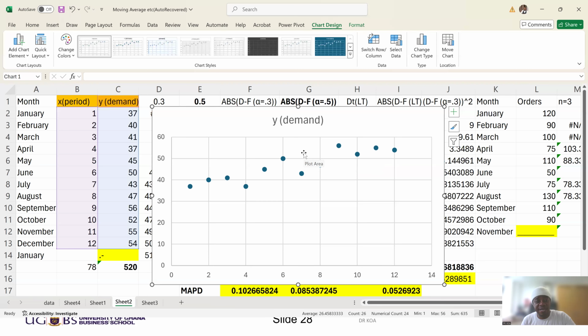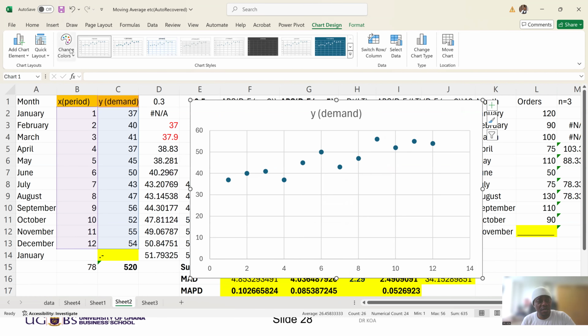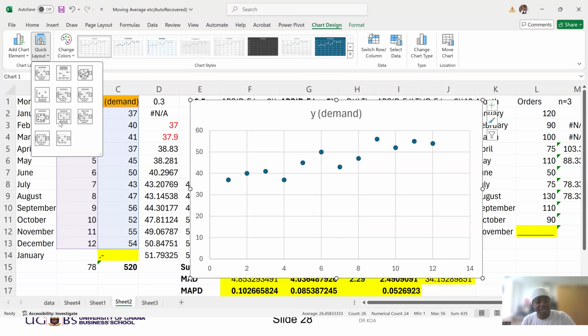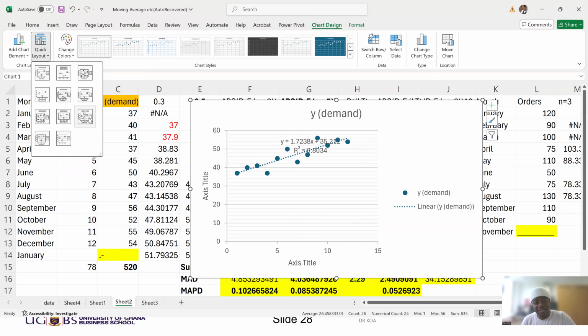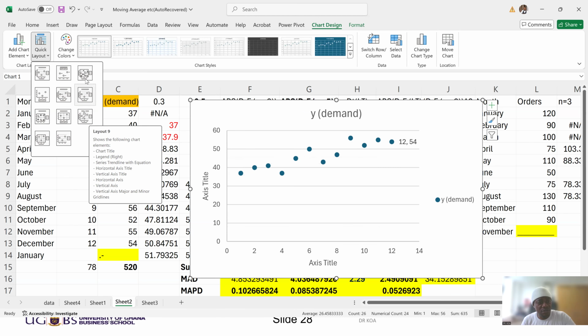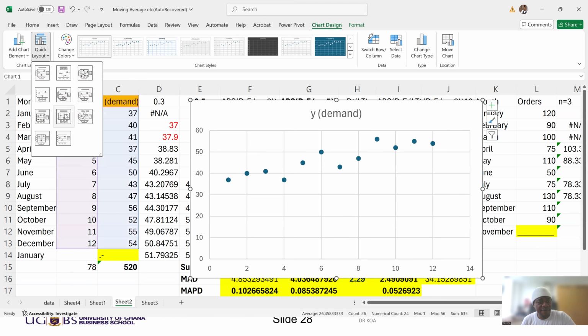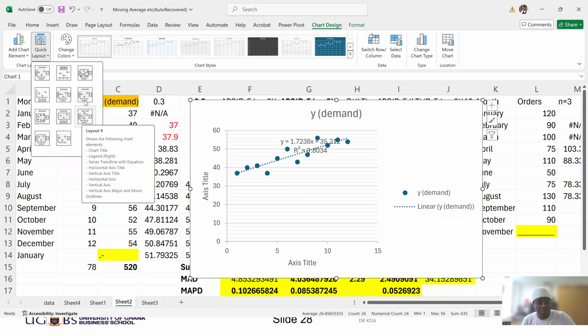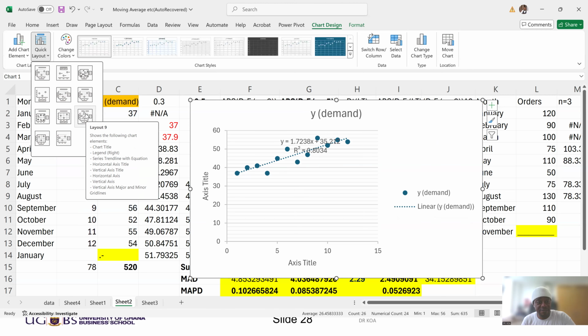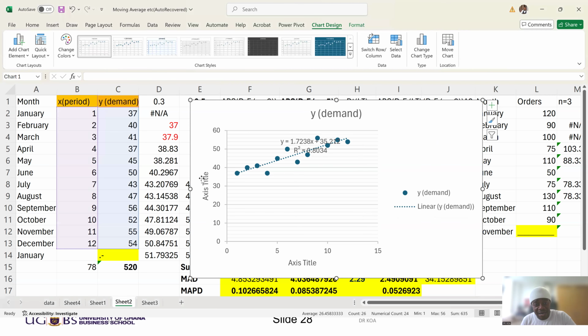Now I want to give names to this. So go to Quick Layout on the far left and select this one. Any one of them, actually. In fact, this one will give you everything that you need, to be honest with you, because it's giving something that I'm looking for. So this one. Now, at this stage, you have to name it yourself.